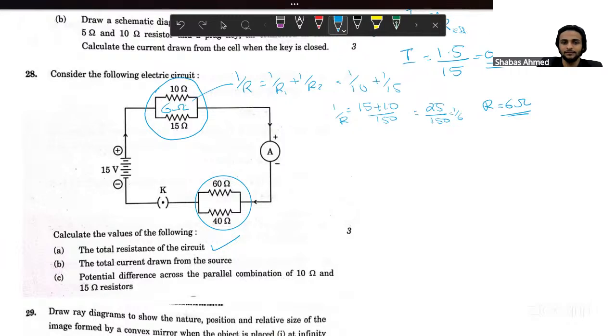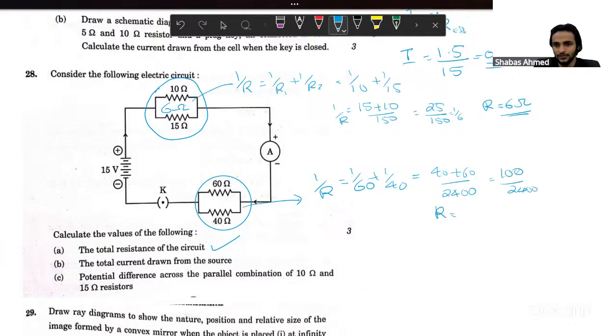And for this one, find the effective resistance. 1 by R is equal to 1 by 60 plus 1 by 40, that is equal to (40 plus 60) divided by (60 into 40), that is 2400. That is equal to 100 upon 2400. We can cancel the zeros. So R equal to 24 ohm. So here it is 24 ohm.